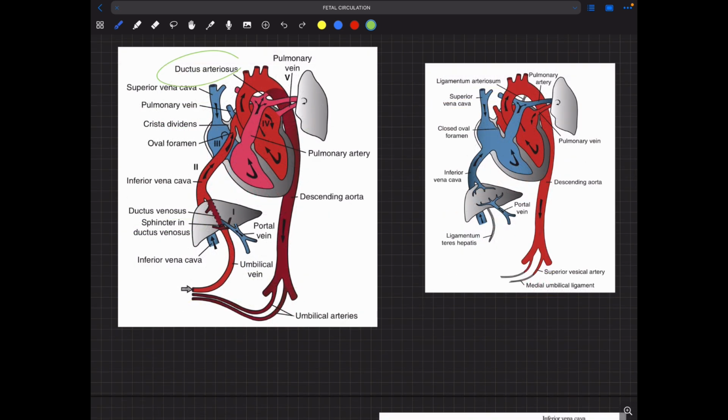So there are structures like the ductus arteriosus. Later it becomes ligamentum arteriosum. When the fetus is inside the mother's uterus, there is a link between the pulmonary trunk and aorta called the ductus arteriosus. It is kept open by prostaglandins like PGE1 and PGE2, which keep the ductus arteriosus open in the intrauterine life.